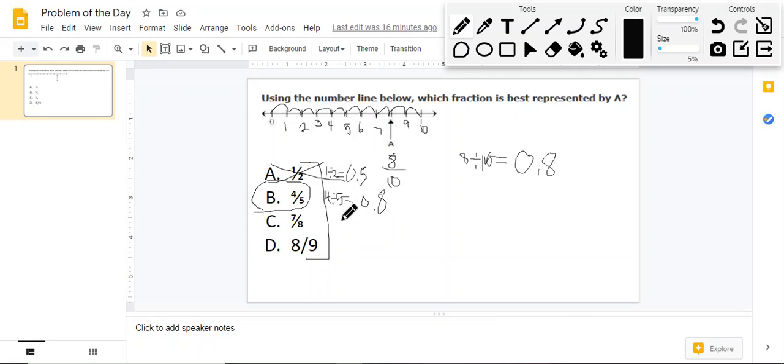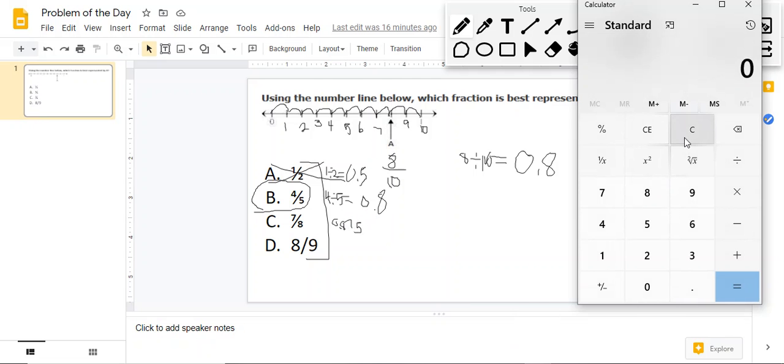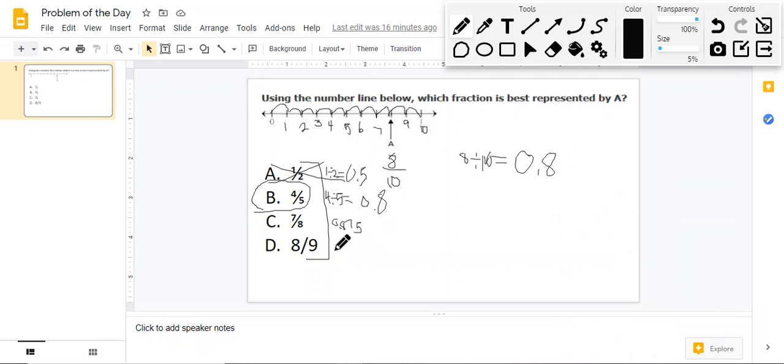I would get 0.875, which is not equivalent to 8/10, right? Or 875 thousandths. And then for 8/9, I would get 0.8 repeating, which again is not equivalent to 8/10. Okay? That's your problem of the day.